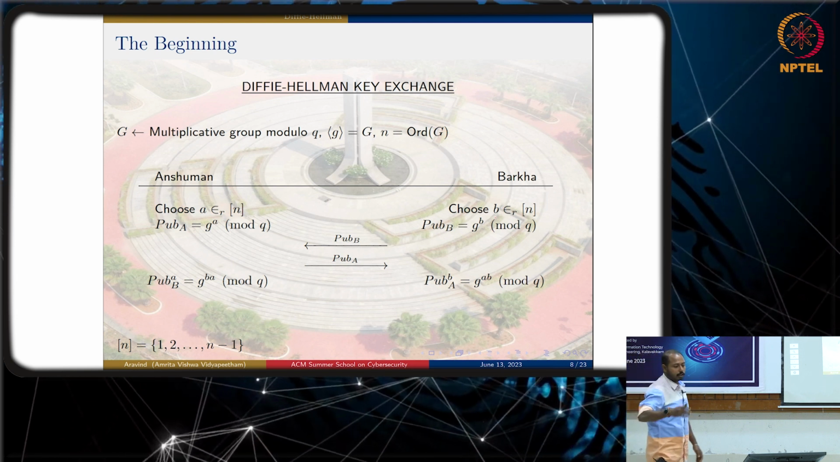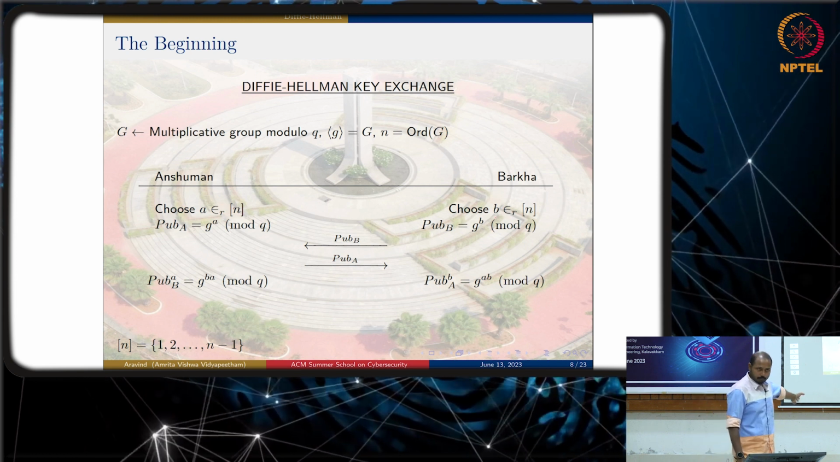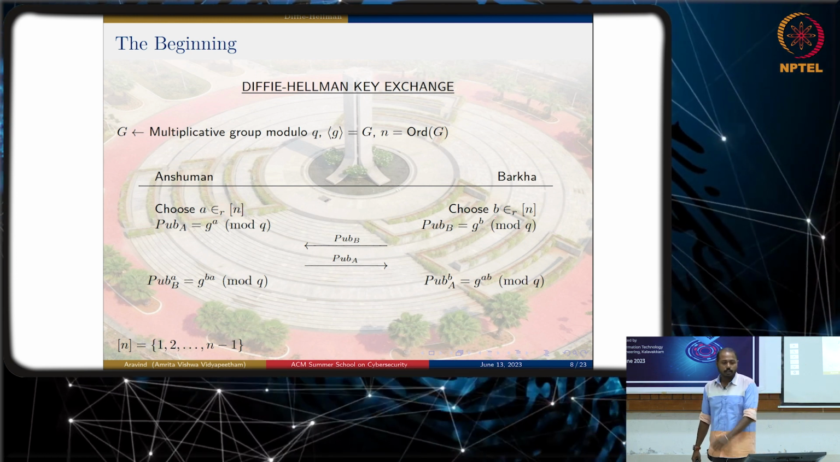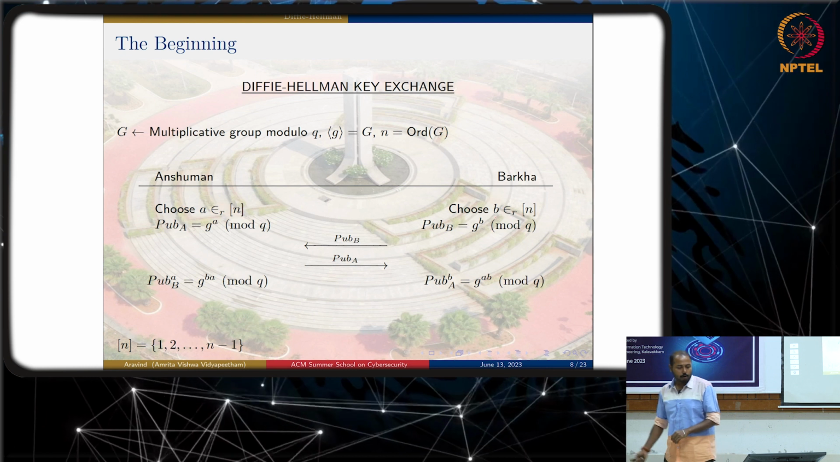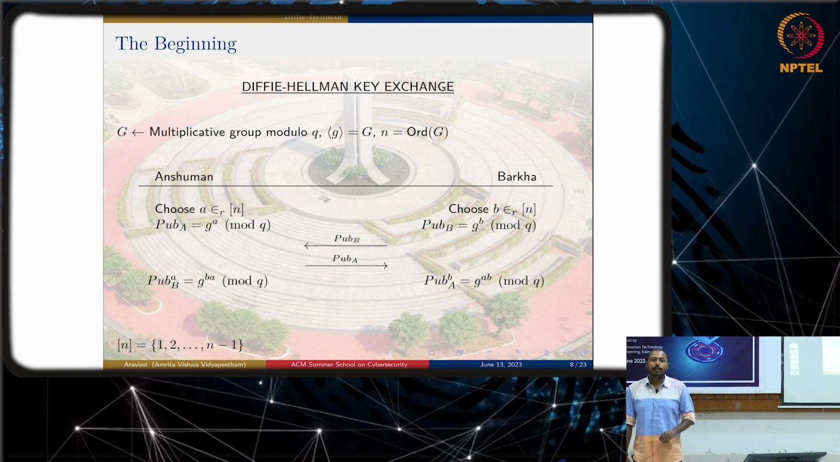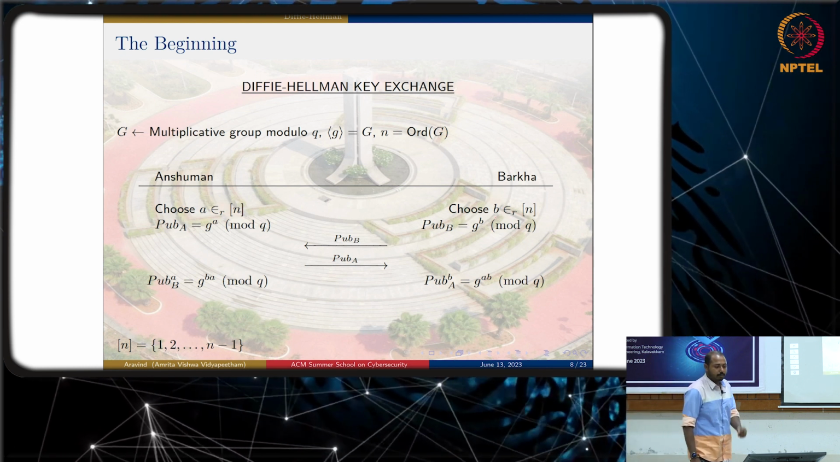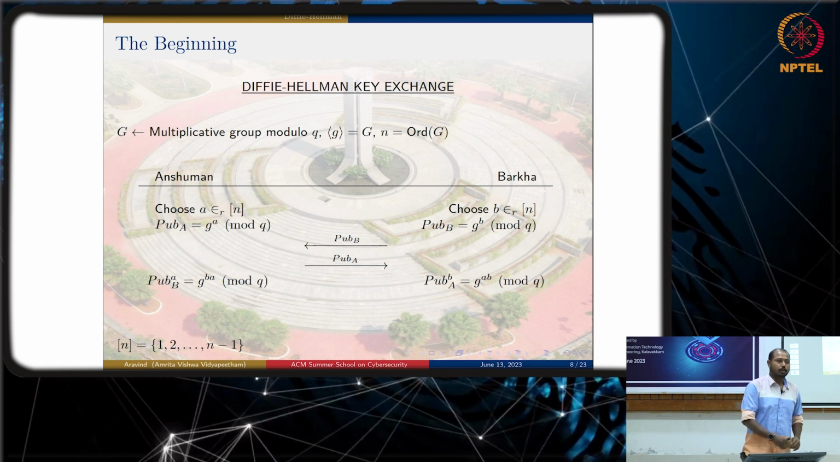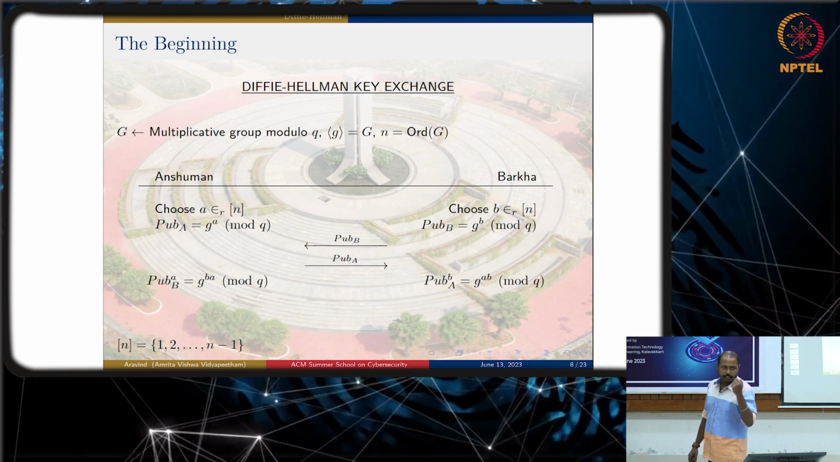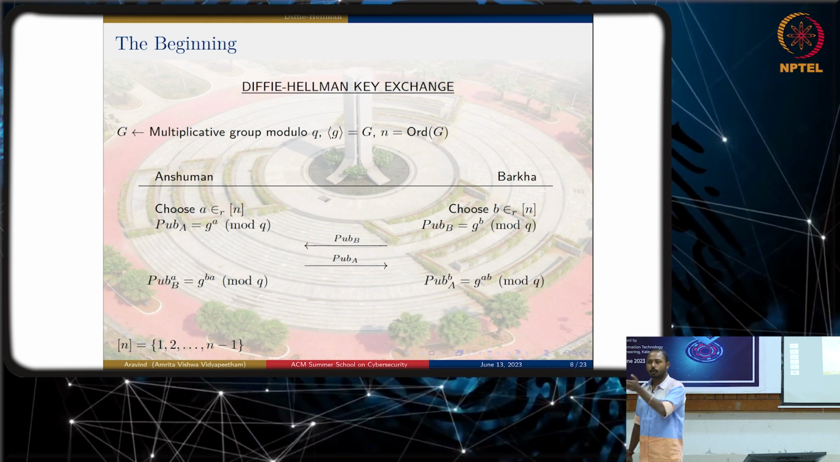She will be choosing a B randomly from 1 to 3, etc., up to n minus 1. She will be taking power G power B mod P, which is the public key of Barkha. She will be sending that back to Anshuman. So now they have something shared and something on their own.